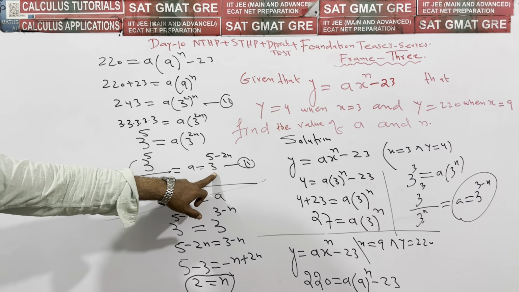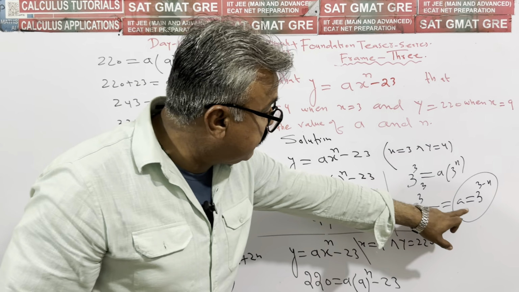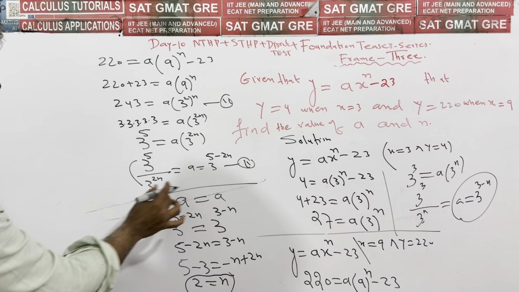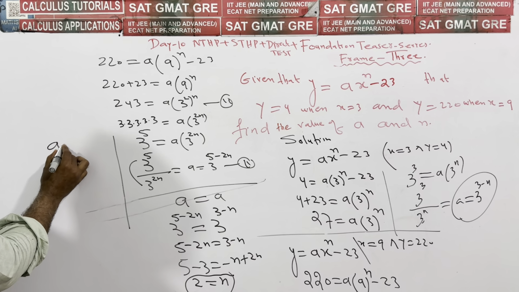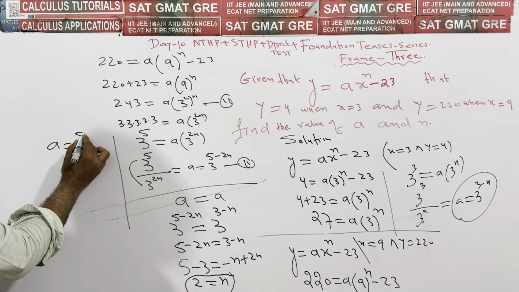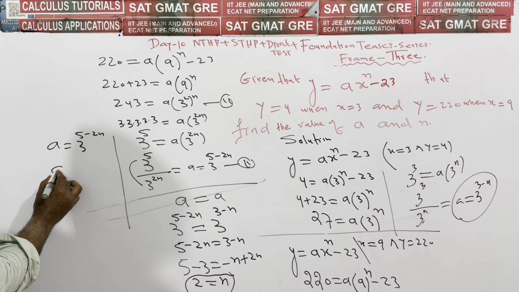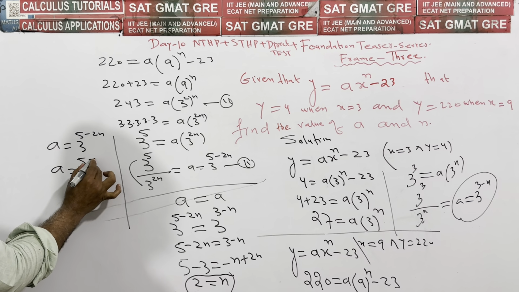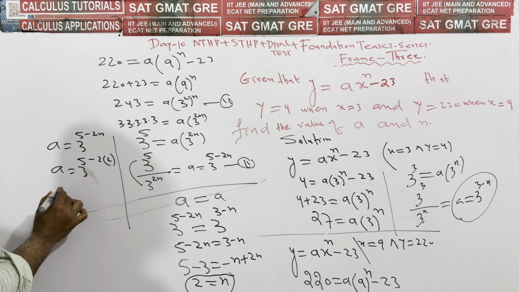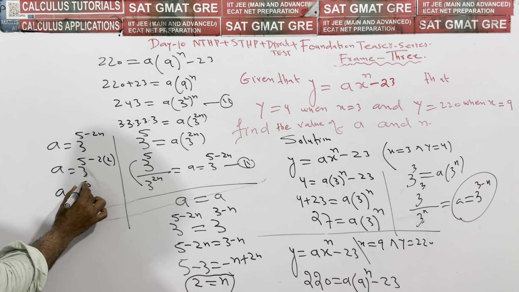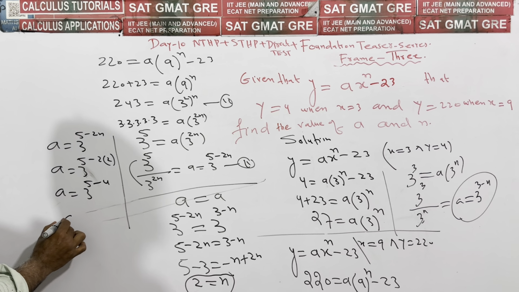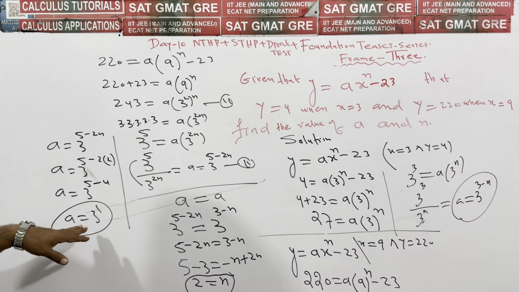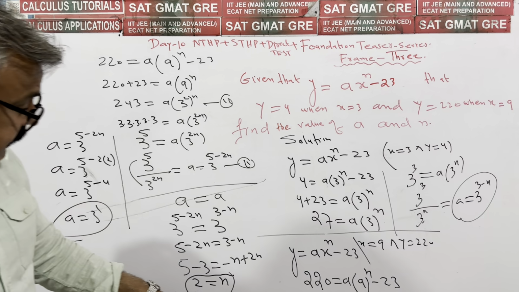Put it here, you will get the value of a. In either condition, you can utilize it. I am utilizing this condition at hand. A is equal to 3 raised to 5 minus 2n. N is 2, so A is 3 raised to 5 minus 2 times 2, which is 5 minus 4. So A is 3 raised to 1. So the value of A is 3 and the value of n is 2.